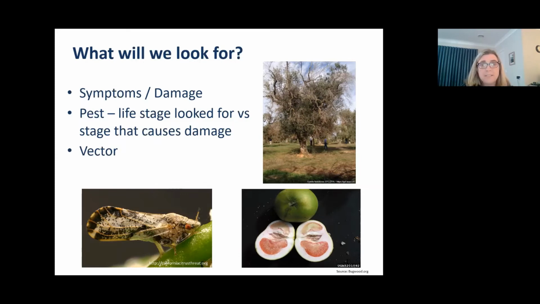And likewise, some diseases can be vectored by particular insects, so spread by particular insects. So it might be easier to find the insect and test it for the presence of the particular pathogen rather than wait until the symptoms of the disease are found. Because for a lot of diseases, they might take several years before you start to see the symptoms. And again, by then it's too late to actually do anything about it. So it's important to have a really good understanding, a good handle on the biology of the pest that you're interested in, in order to understand the best way to find it.